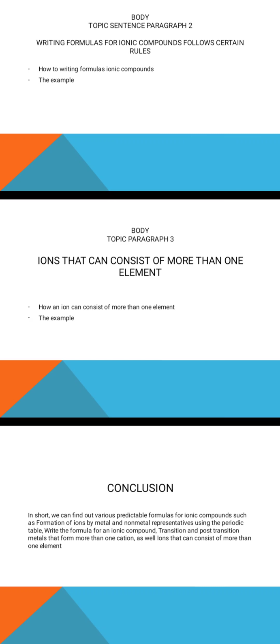The conclusion of my essay is, in short, we can find out various predictable formulas for ionic compounds, such as the formation of ions by metal and non-metal representative elements using the periodic table, and write the formula for an ionic compound, transition and post-transition metals that form more than one cation, as well as ions that can consist of more than one element.